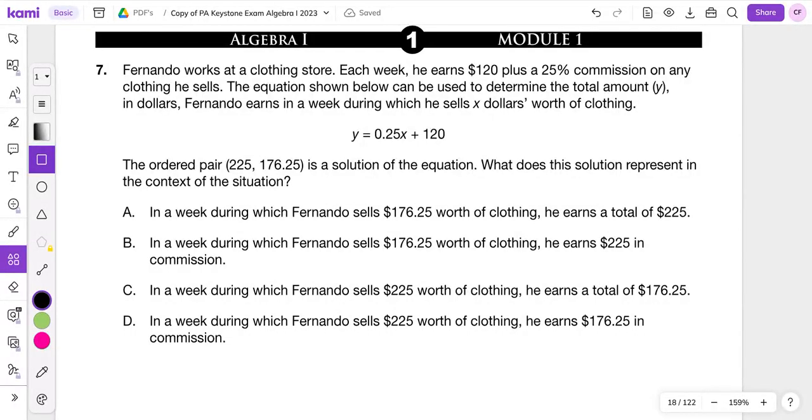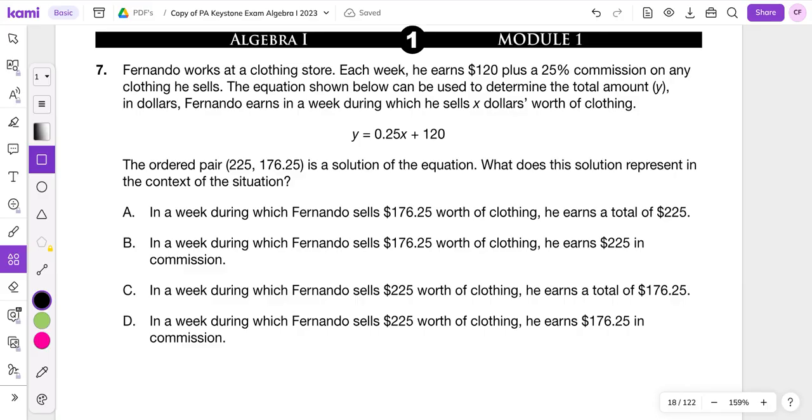Fernando works at a clothing store. Each week he earns $120 plus 25% commission on any clothing he sells. The equation shown below can be used to determine the total amount Y in dollars Fernando earns in a week during which he sells X dollars worth of clothing.